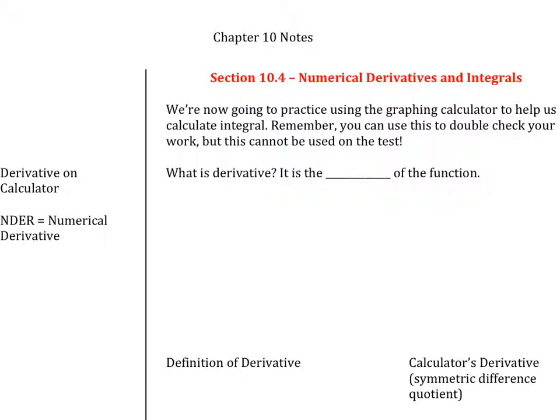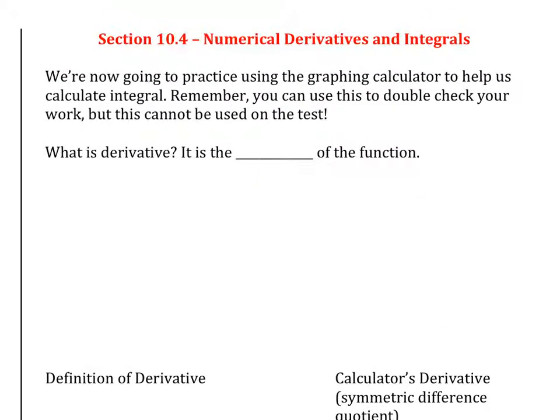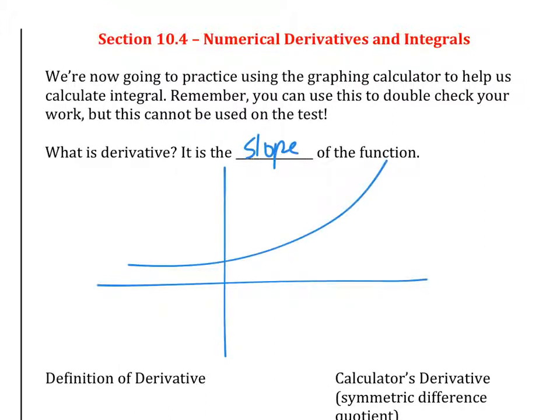All right, so we are going to use our calculator to figure out derivative and integral. So let's review again. What is a derivative? Slope of the function. Good. All right, so let's look at a curve like this. And let's say x is here, and I want to figure out the derivative at x, meaning the slope of the tangent line at x.